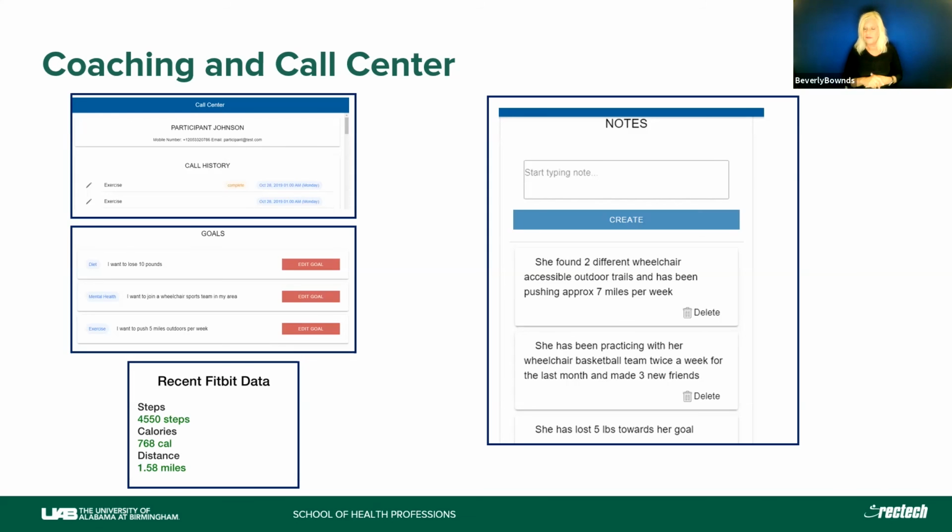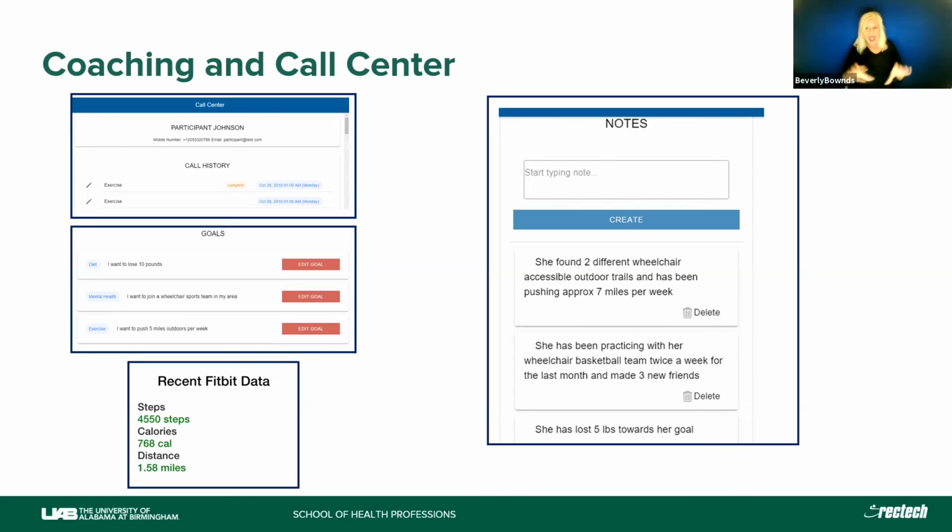So here you are seeing some of the dashboard screens. The coaches are able to keep tabs of who to call. They are able to set goals for the participant. A goal here is, I want to push 5 miles outdoors per week. And then the system keeps tabs of all the notes. The coach is able to see the Fitbit steps that have been collected. That way the coach knows whether the participant has been active or not.